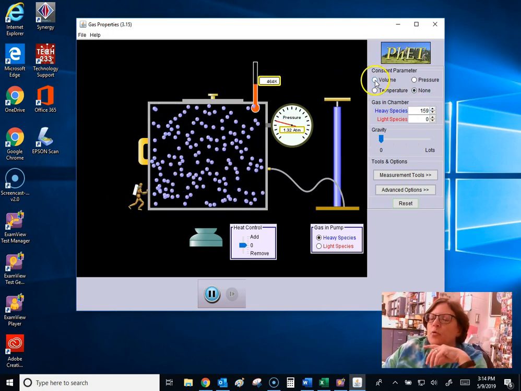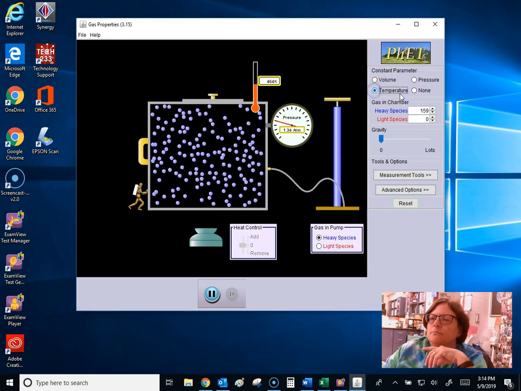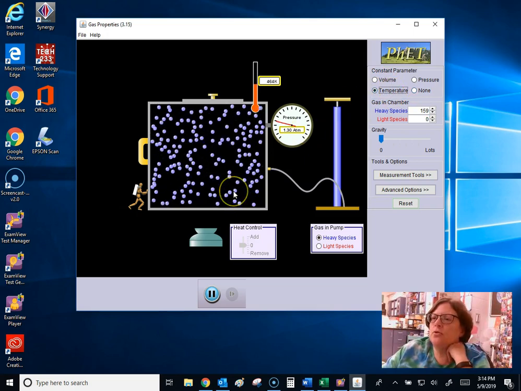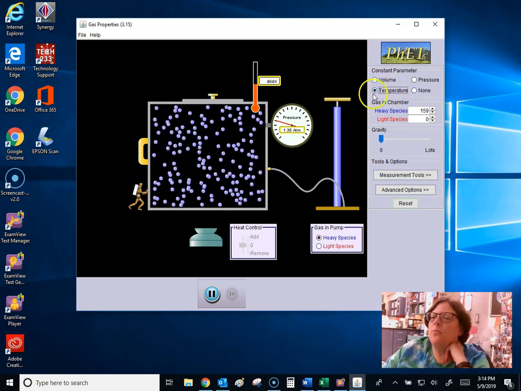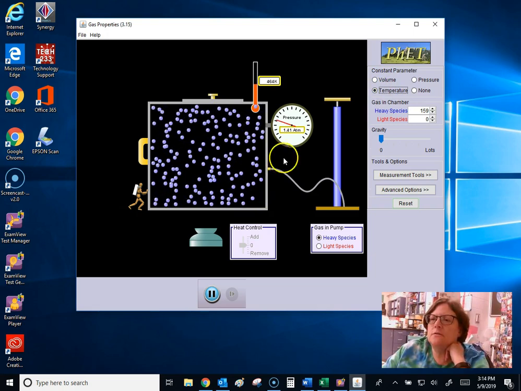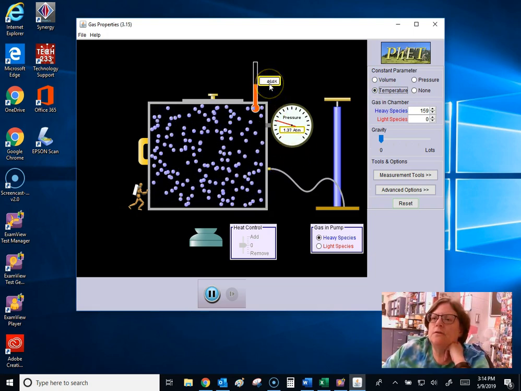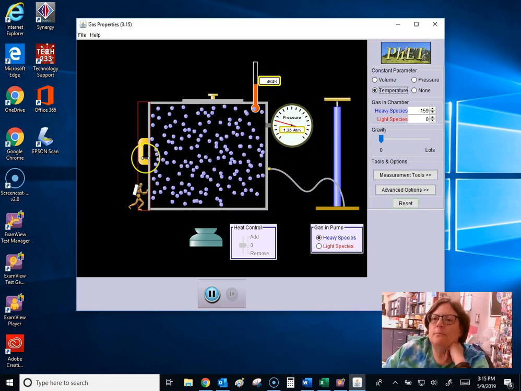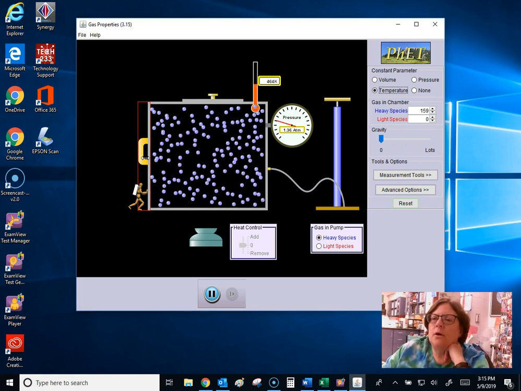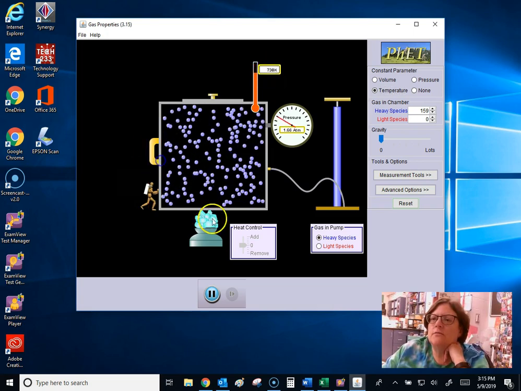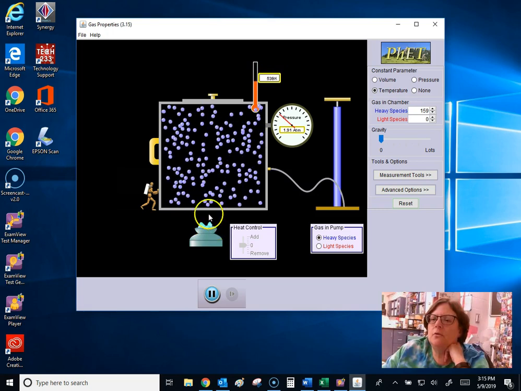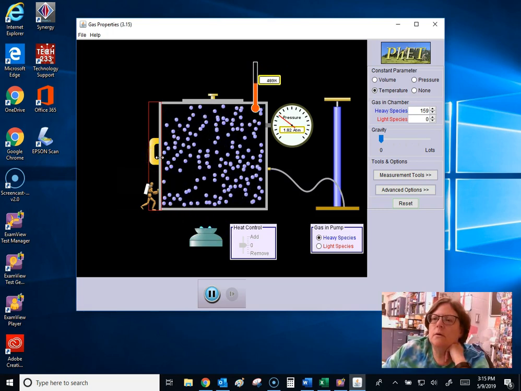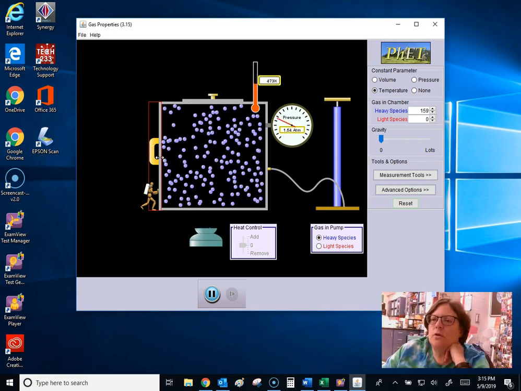So let's work with Boyle's law first. Boyle's law is volume and pressure, so temperature is held constant. So we're going to hold the temperature constant at 464 Kelvin. What's going to happen to the pressure if the temperature stays constant? First of all, you'll notice when I moved it, we got some ice to cool it down. So the temperature is going to try and stay constant.